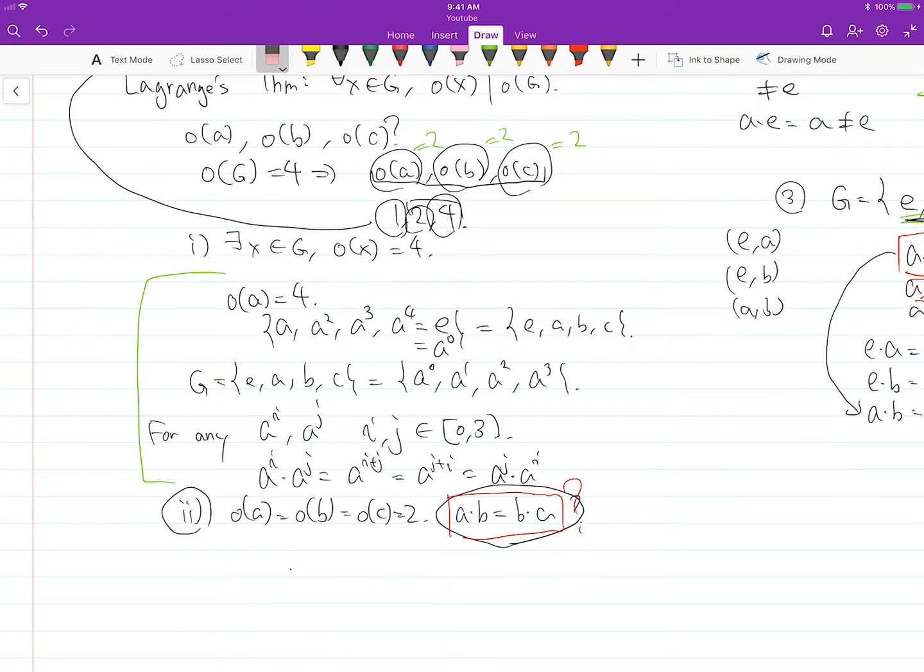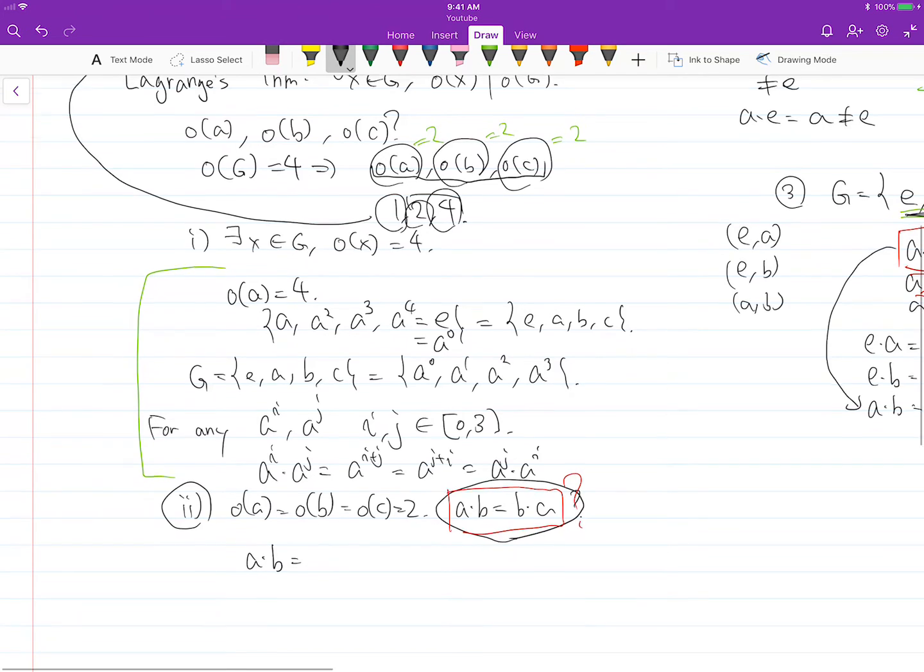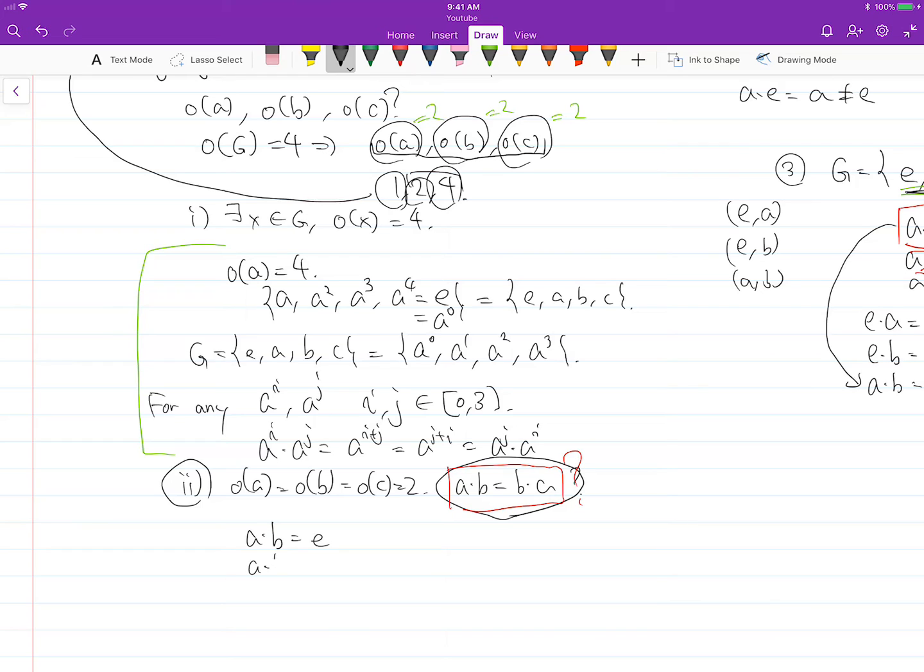So what happens here is, what's A times B? What is this equal to? This is going to be a little bit similar to the previous argument for a group of order 3, I think. But this has to be one of E or A, B, and C. So let's look into this.